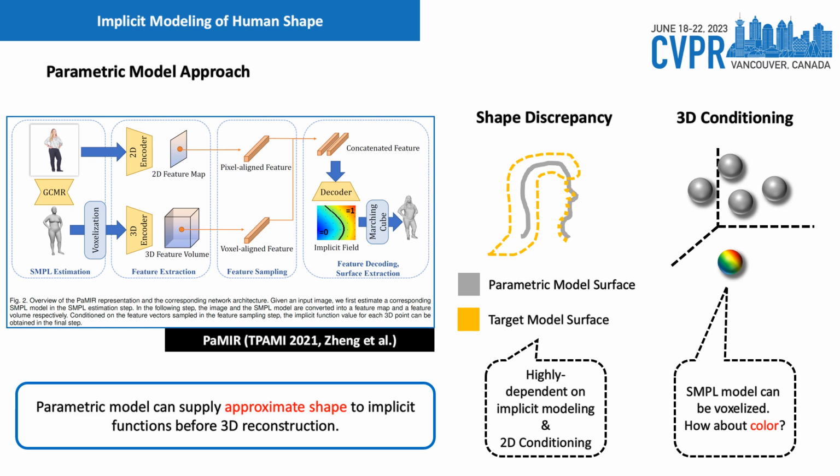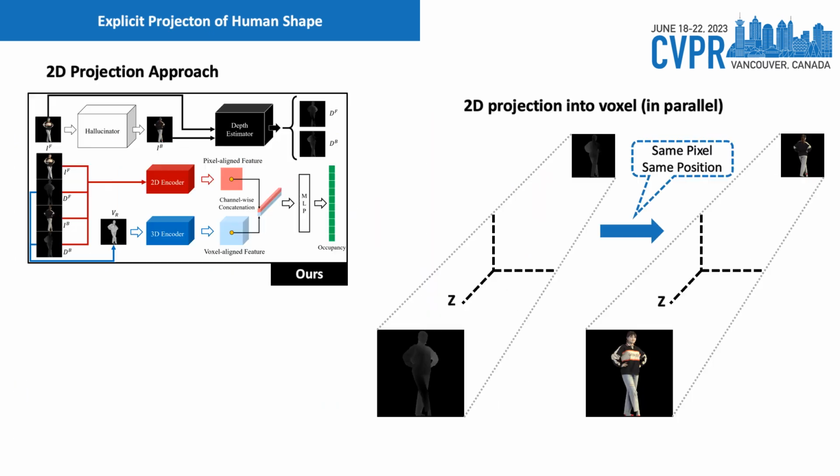However, parametric models are skinned models, making it challenging to estimate high-frequency representations or parts far from the skin of the target model. Also, the color of the model cannot be embedded in 3D. Therefore, we propose a method that can embed both geometry and texture in the spatial domain.